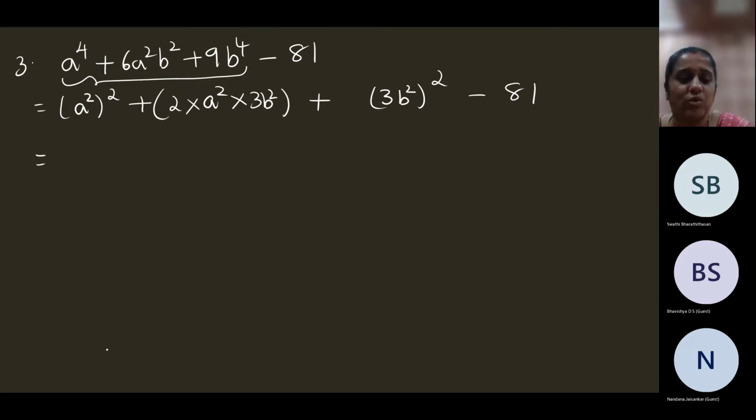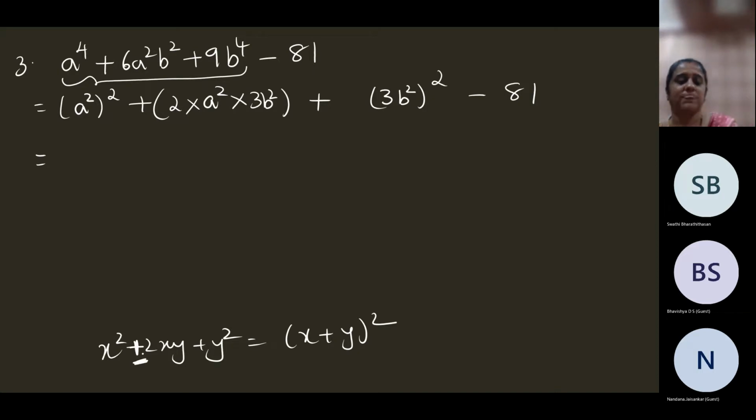So what is x square plus 2xy plus y square? It is x plus y the whole square, not x minus y, because it is plus 2xy here. So it will be x plus y the whole square. This is your x, this is your y. Correct, children?